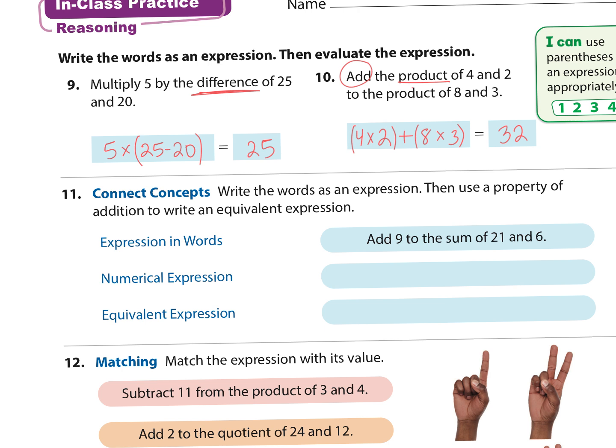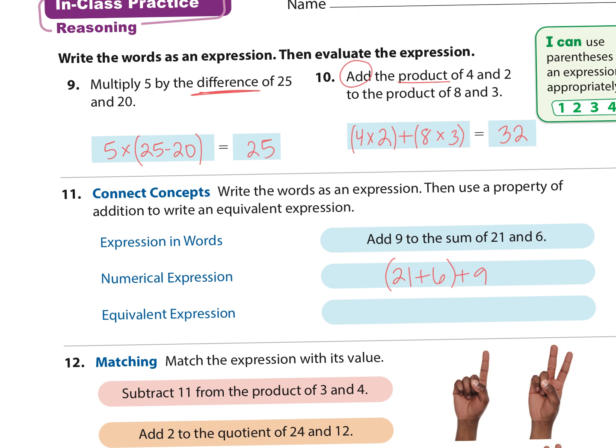So what would I maybe do first? 21 plus 6 plus 9. Yep. And I'm going to go ahead and group this just so that I'm representing add 9, which is over here. I'm adding 9 to the sum of 21 and 6. So these are what's grouped together.